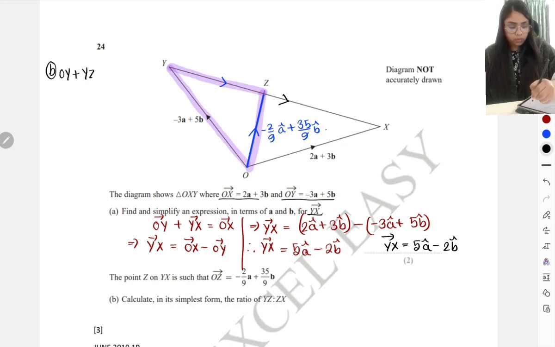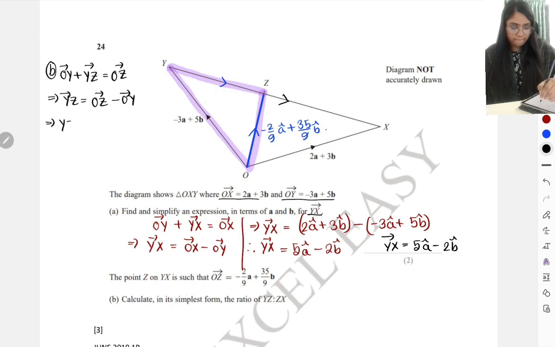OY plus YZ is going to be equal to OZ. So YZ is going to be OZ minus OY. Okay. So for YZ, now we have to find the YZ vector, which is going to be OZ, which was minus 2 by 9a plus 35 by 9b, and OY was minus 3a plus 5b.